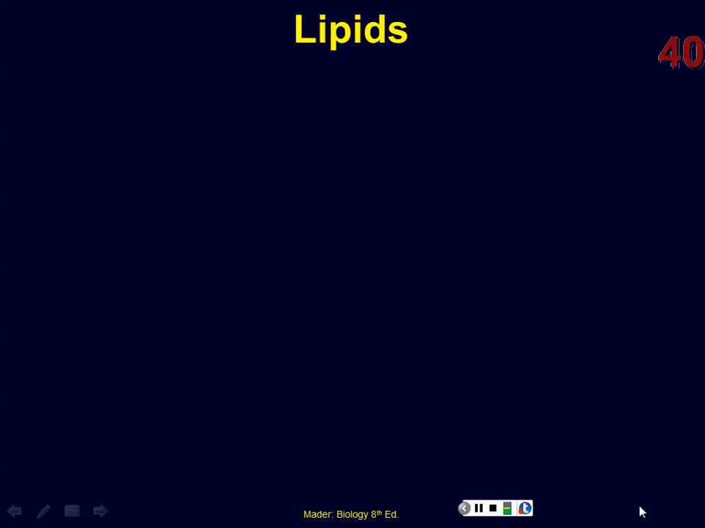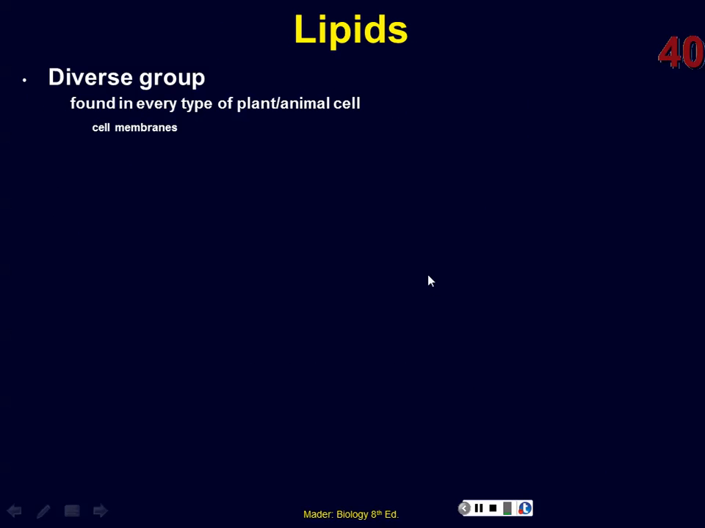Okay, well, let's go on to lipids now. Lipids are our second group of organic molecules. Very diverse group of molecules. They are found in every type of plant and animal cell, and they serve lots and lots of different functions. They make up the cell membrane. The hormones in your body are lipids.